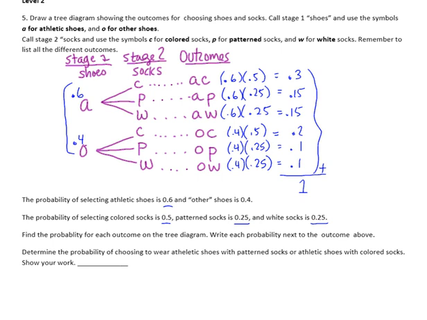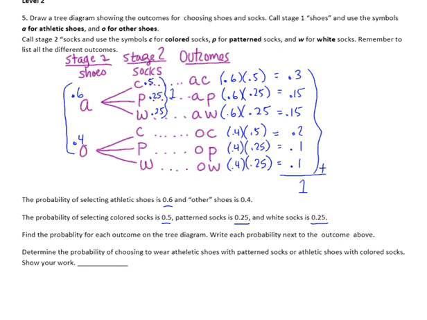Similarly, if you add the probabilities for the socks, for example, we have 0.5 for the colored socks, 0.25 for the patterned, and 0.25 for the white. If you add these together, you should also get 1 because there are only 3 outcomes and they should add to 1.